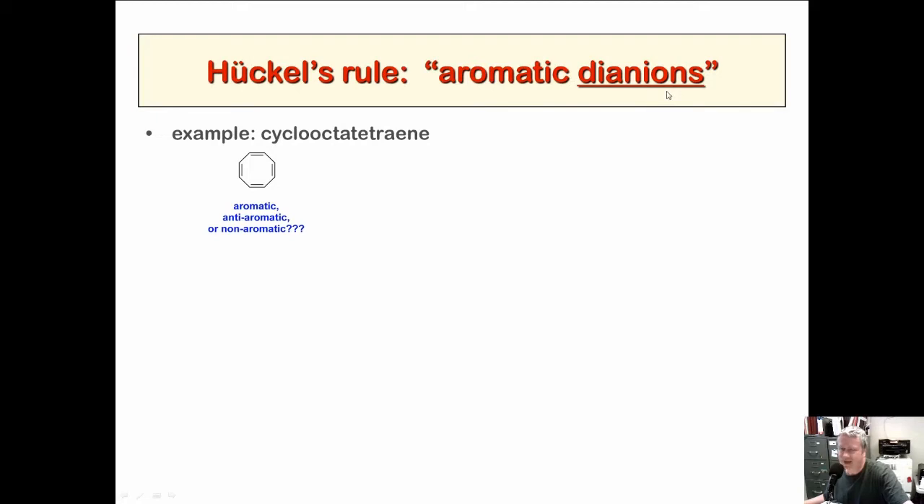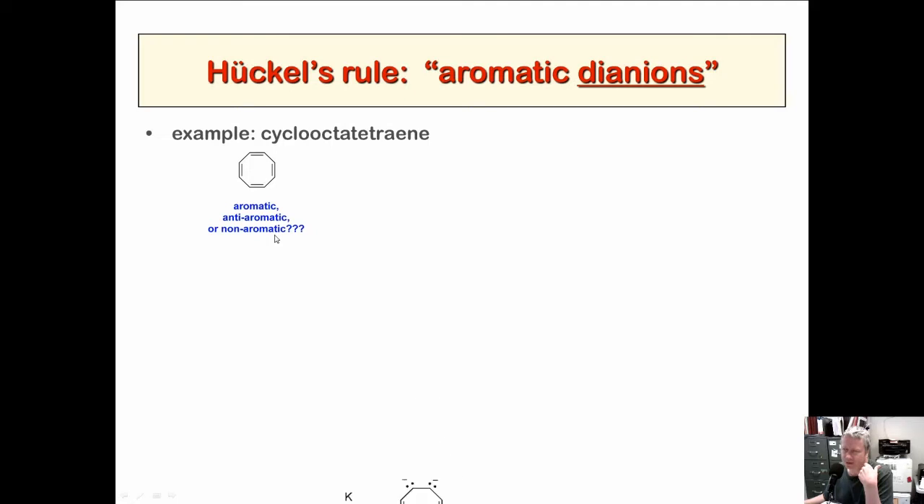Aromatic dianion. Okay, what's this? Is this aromatic, anti, or non? Well, we saw this earlier. How many pi electrons? 1, 2, 3, 4, 5, 6, 7, 8. So 8 is 4N, not 4N plus 2. But this one is weird because of the size. Eight makes you think anti-aromatic, but it bends, like I showed you with the model. It bends, so it's actually non-aromatic.